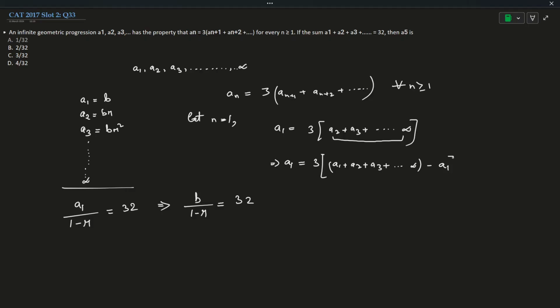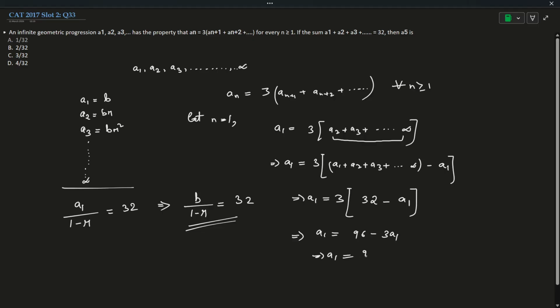Minus a1, I can write this, right? a1 will get cancelled. From here I can write a1 equal to 3 times, what is this? This is the sum of the infinite geometric progression, which is 32. We are already given this is 32, no need to calculate anything, minus a1, right? From here I can say a1 equal to 3 into 32, which will give me 96 minus 3a1, so a1 will be 96 by 4. 96 by 4 is basically 24, right? That means what is a1? a1 is b, so b is 24.